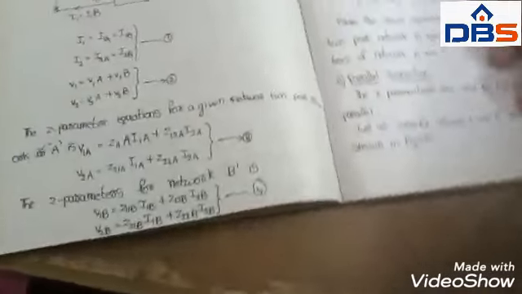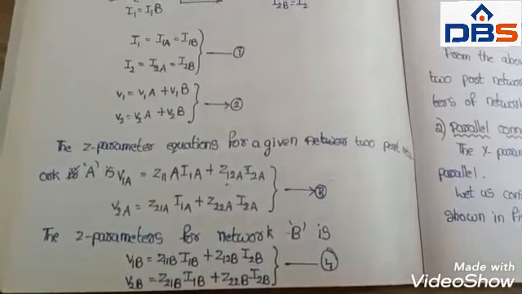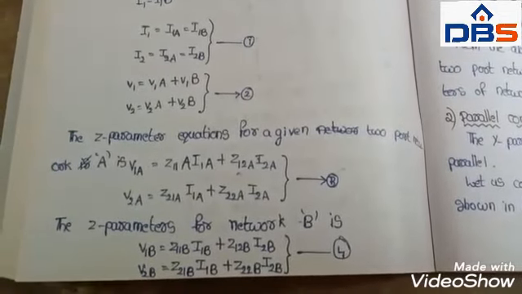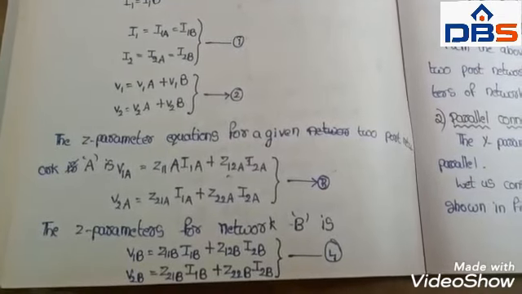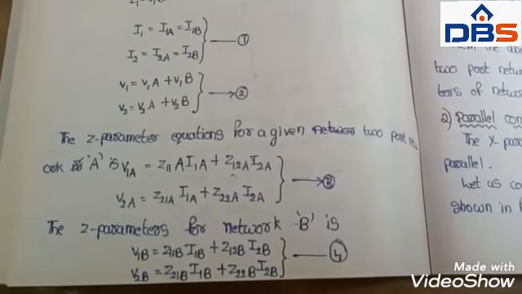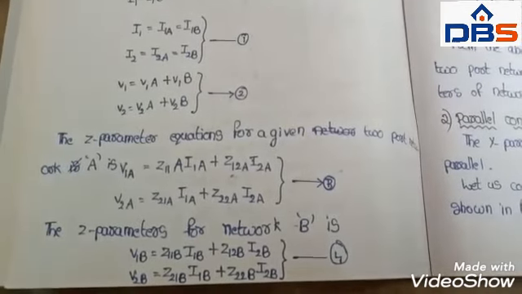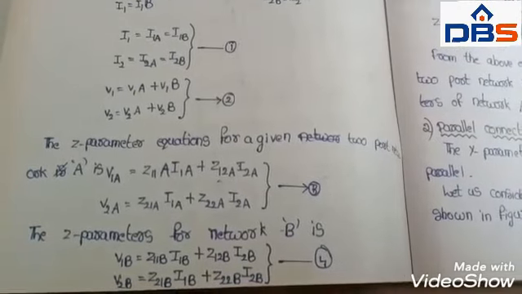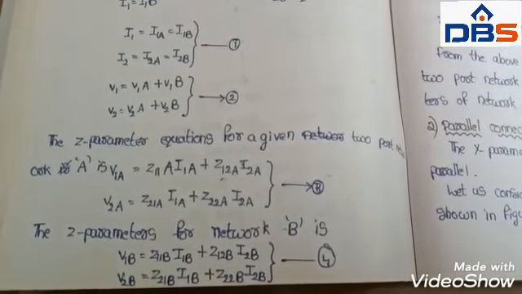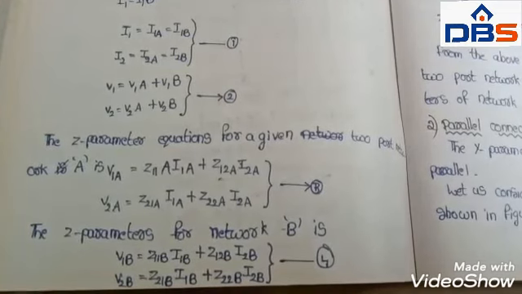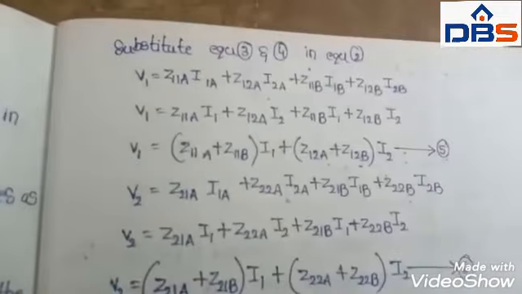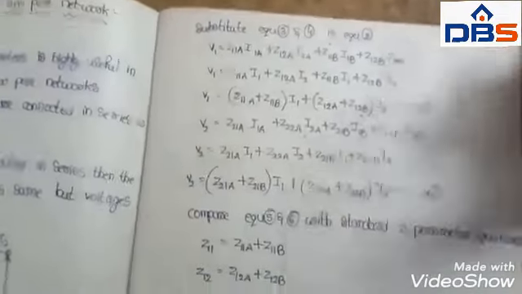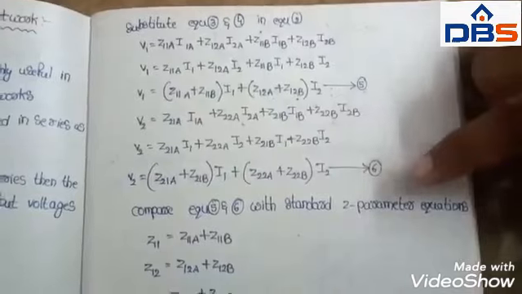Now the Z parameter equations for the given two-port network A are V1A equals Z11A I1A plus Z12A I2A, and V2A equals Z21A I1A plus Z22A I2A. Now the Z parameters for network B: V1B equals Z11B I1B plus Z12B I2B. Similarly, V2B equals Z21B I1B plus Z22B I2B. Substitute equations 3 and 4 in equation 2, so we get the main equations for V1 and V2, termed as equation 5 and equation 6.